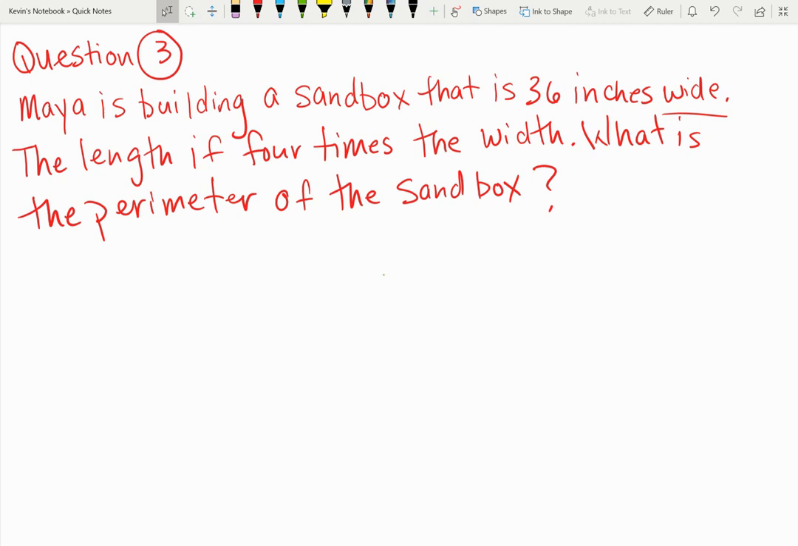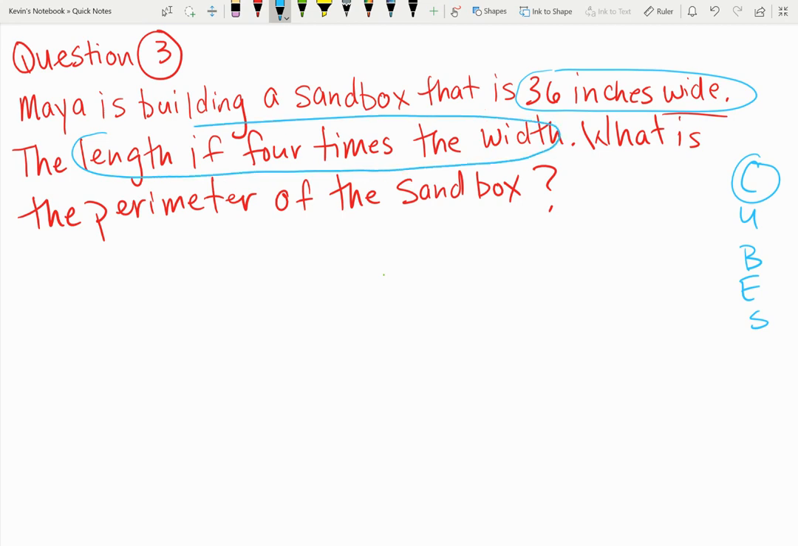Remember our acronym CUBES. So again, we could use CUBES to help us extract information. So circle some key information that we need to know. We know it's 36 inches wide. We know the sandbox, the length is 4 times the width. So in this case, the length is 4 times the width.